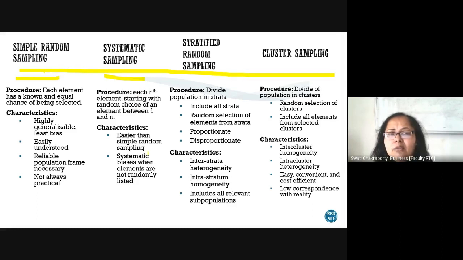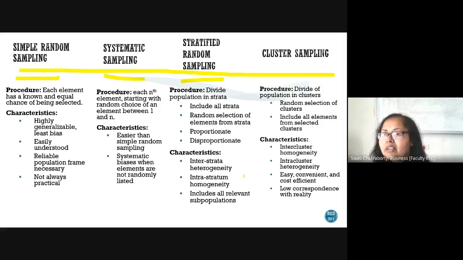Or systematic sampling, where we select each nth element, starting with a random choice of an element between 1 and n. It's easier than simple random sampling. Systematic biases occur when elements are not randomly listed.